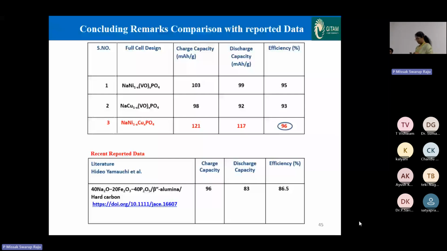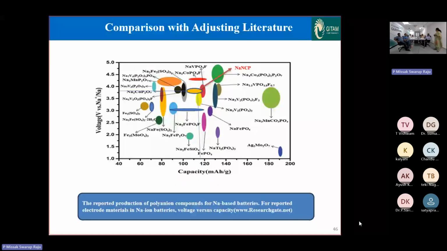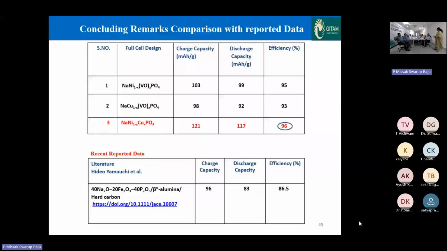When was it published? Published. When? Full set. This recently. 2020. 3 years.